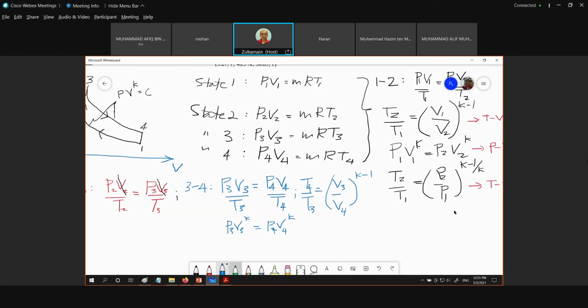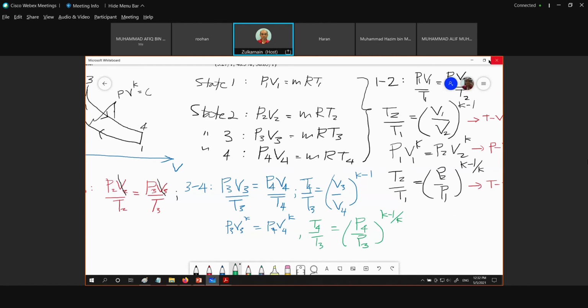And then next, we have T4 over T3 equal to P4 over P3, to the power of K minus 1 over K. Right? So this is after the expansion process, which is 4, and this is before. So as far as process 3 to 4 is concerned, this is all the equations of the ideal gas equation of state involved.